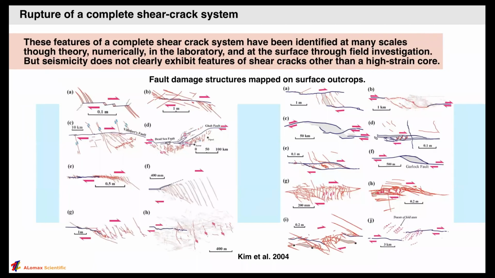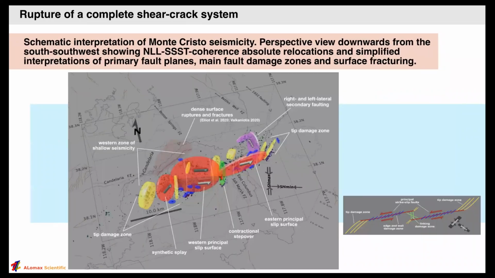All of these features are identified at many scales in theoretical studies, in numerical studies, in the laboratory with rock fracture experiments, and at the surface through geologic field investigation. But to my knowledge, seismicity at seismogenic depth does not clearly exhibit the features of a full shear crack system, though people have identified by various means the high strain core and damage zone around the high strain core, and some features of stepovers in particular, which are part of the shear crack system. So what I'm proposing here is that the Monte Cristo seismicity, while it does look a bit complex, is showing, in a relatively concise way, the majority of features of a complete shear crack system.